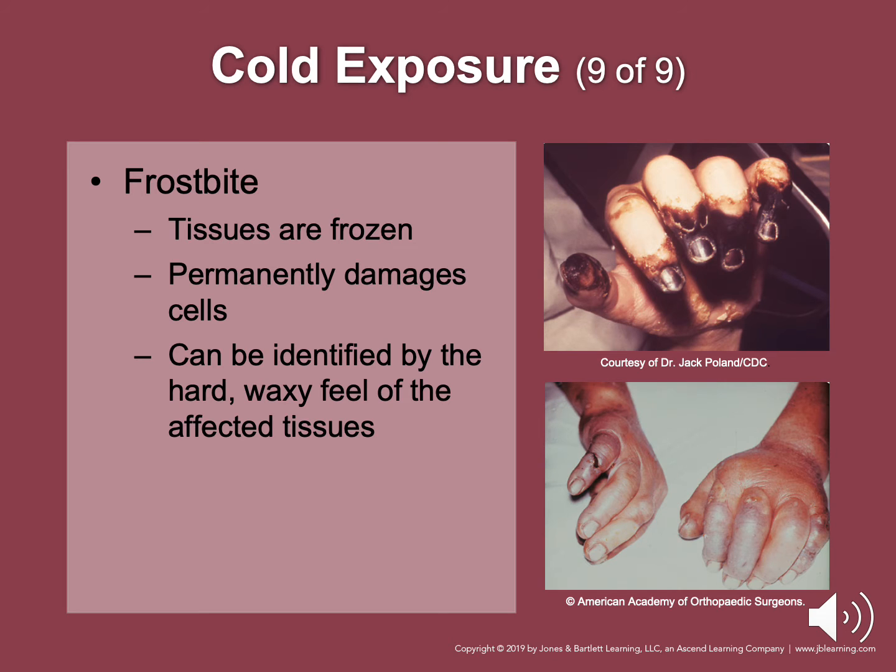With frostbite, the tissues are frozen, with permanently damaged cells. If gangrene occurs, the dead tissue must be surgically removed, and it is identified by the hard, waxy color of the affected tissue. As with a burn, the depth of the skin damage will vary.